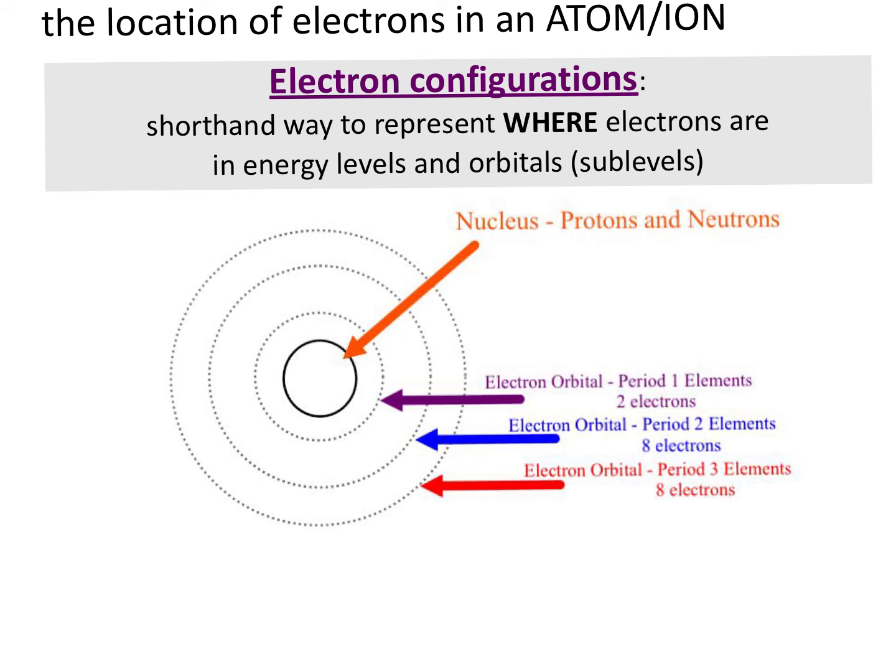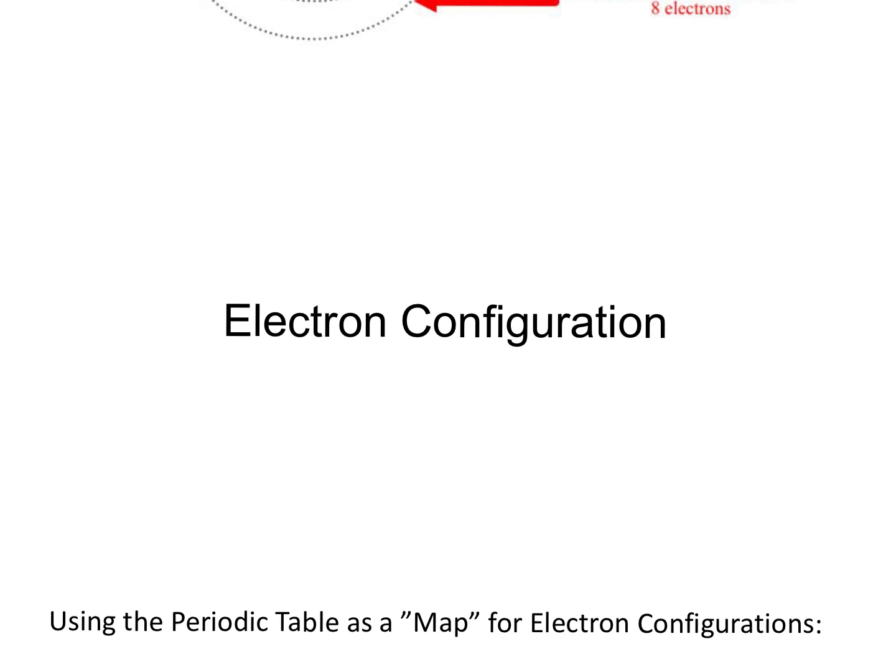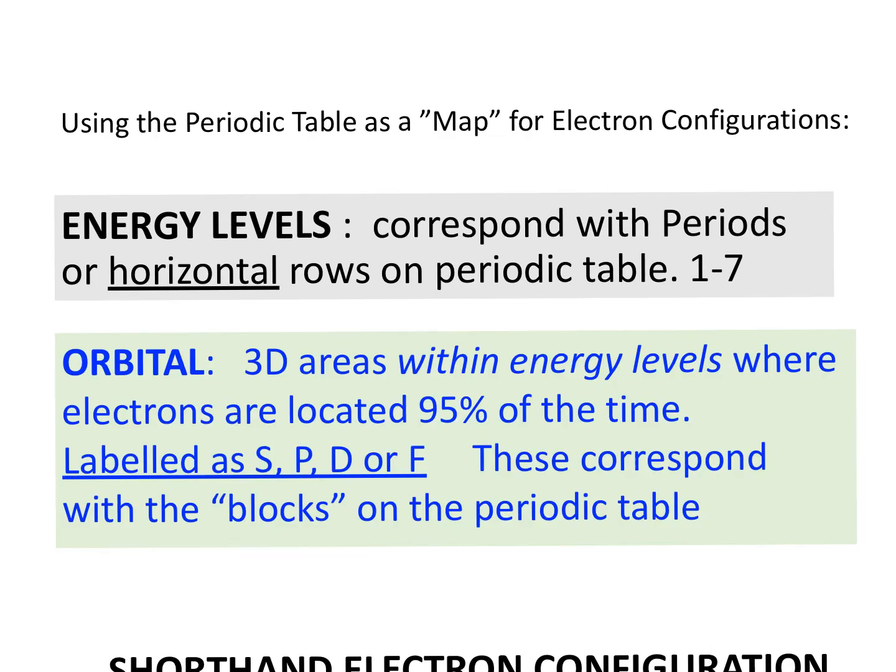But let's look at the periodic table with electron configurations. So let's talk about the map for electron configurations. Remember, when we're coming up with our electron configurations, we use the periodic table as a map. We're going to use two parts of it.